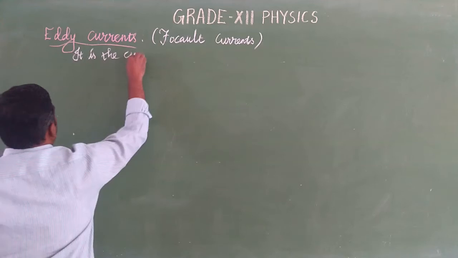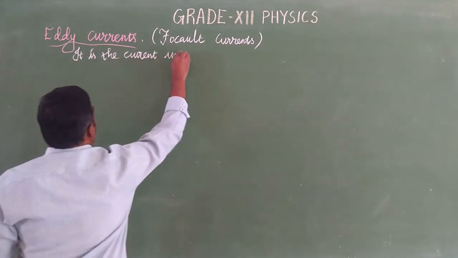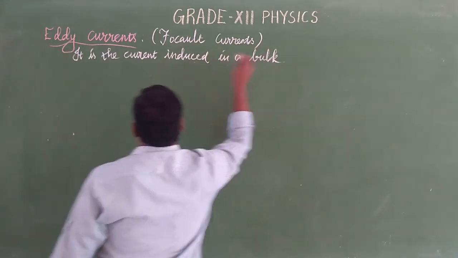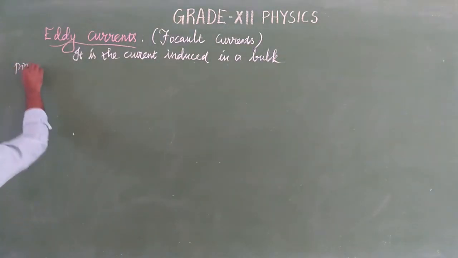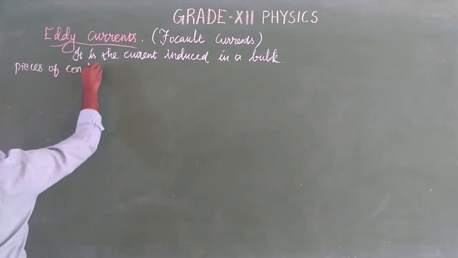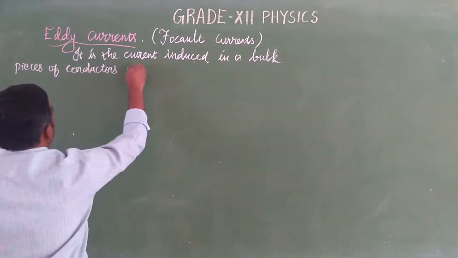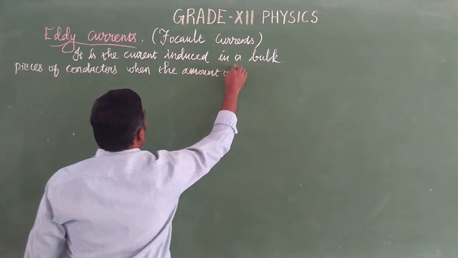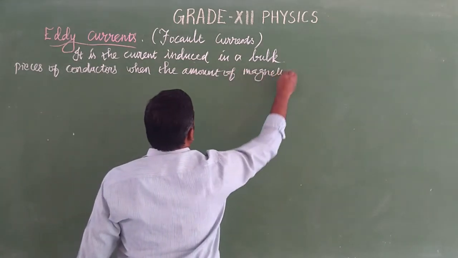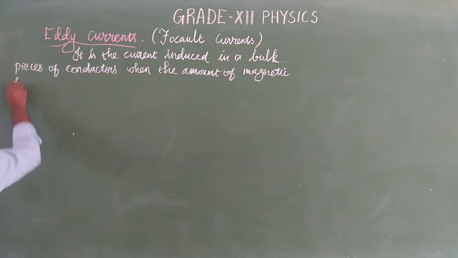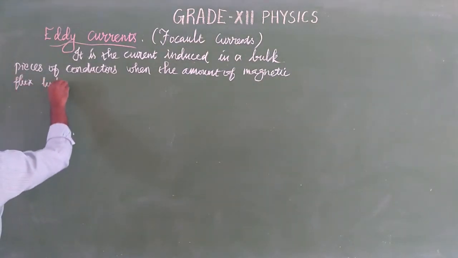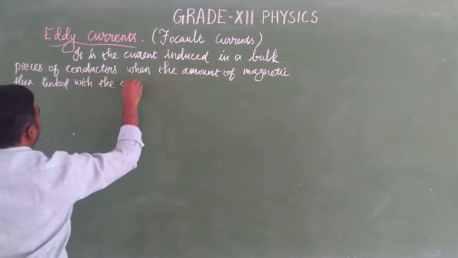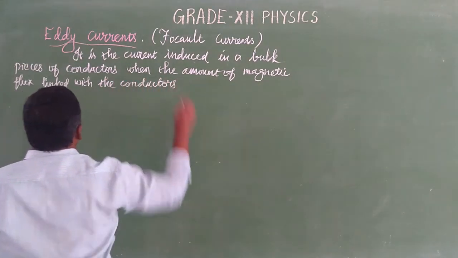So it is the current induced in bulk pieces of conductor, when the amount of magnetic flux linked with the conductor changes.